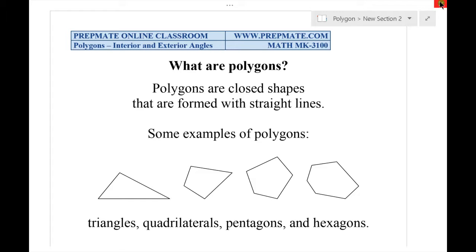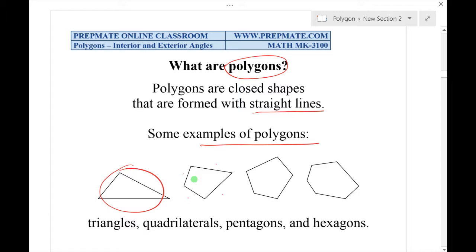Today we are going to be discussing a topic which is very important in geometry, which is polygons. Polygons are closed shapes that are formed by straight lines. Here are some examples of polygons: we have triangles, we have quadrilaterals which have 4 sides, and we have pentagons that will have 5 sides like this, and we have hexagons and so on.